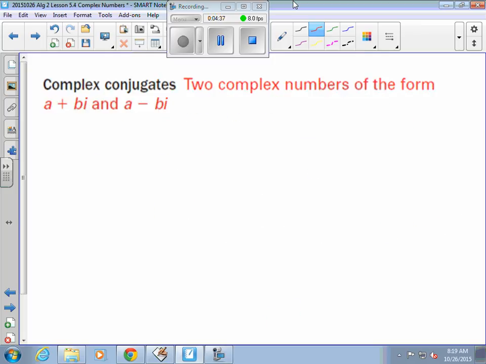Okay, complex conjugates. This is something we're going to talk a lot more about tomorrow. But it's two complex numbers of the form A plus BI and A minus BI. Last week we talked about if there was a radical at the bottom, what you have to do about it. How do you get rid of the square root of 3?